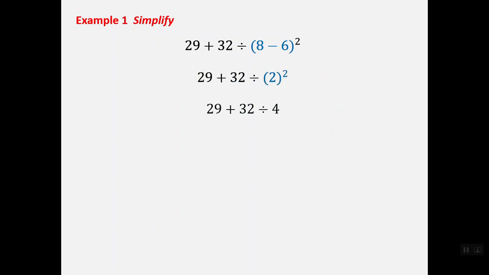I see addition and division. I know division comes before addition, so we're going to do 32 divided by 4. So I rewrite 29 plus, and I replace 32 divided by 4 with an 8. Then all that's left to do is that addition. 29 plus 8 is 37, and we're done.